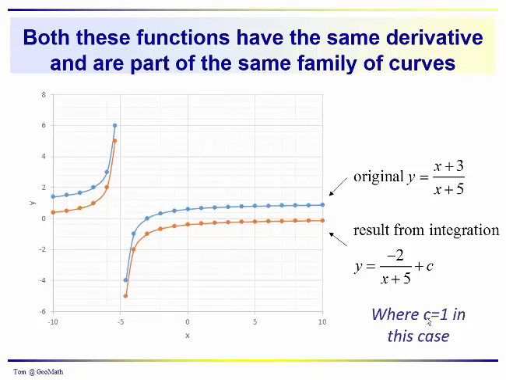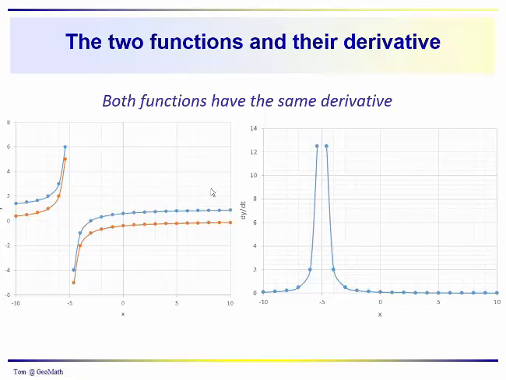So now, I've let c equal 1 in this case, and that's why it plots where it does. Notice that the derivatives, though, of these two different functions, the original function and the function we came up with through that inverse process, they both have the same derivative. So we can't tell from the derivative whether the function that we differentiated is this one or this one. The derivatives are the same.